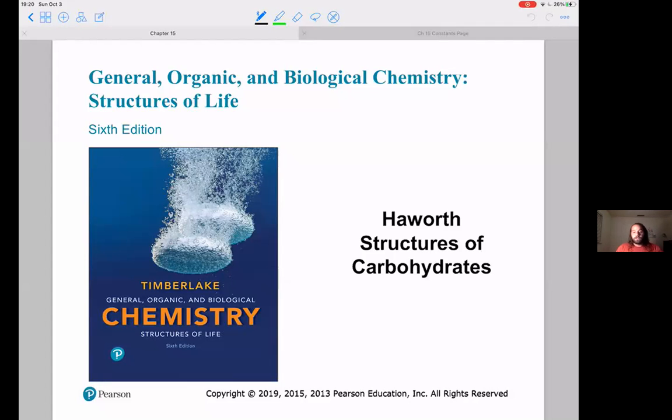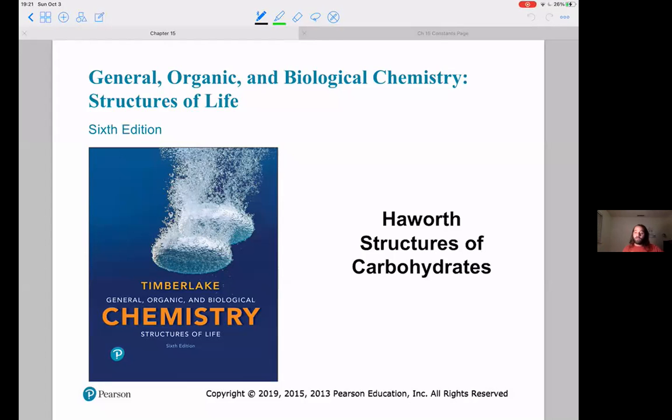Okay, so now we're going to start talking about Haworth structures of carbohydrates. I'm going to be dead honest. When I first learned this, I learned it incorrectly as Hawthorne, and I apologize if I make that mistake throughout this lecture. It is Haworth. It got stuck in my brain the wrong way many years back, and I still make that mistake today. I'll try to do my best.